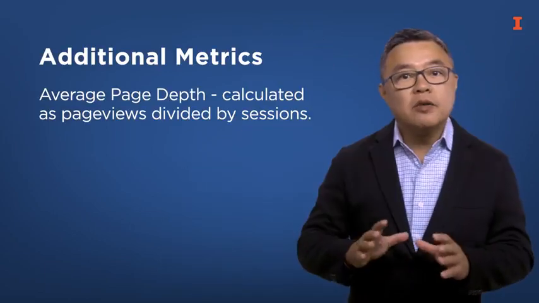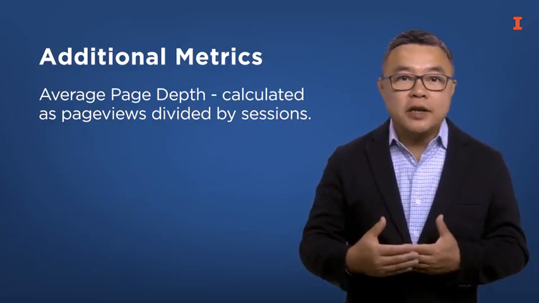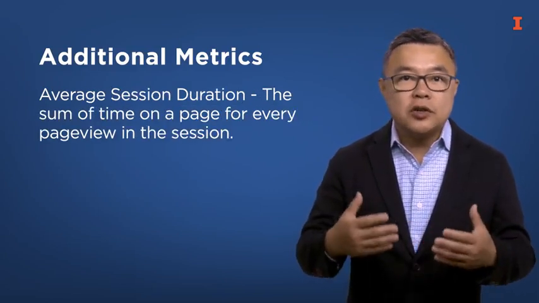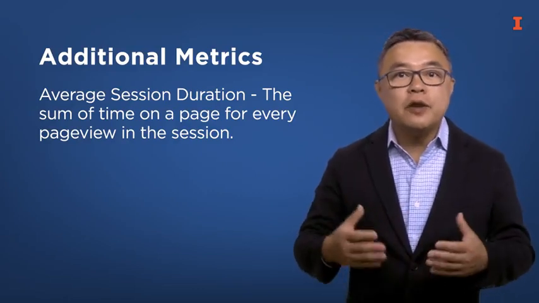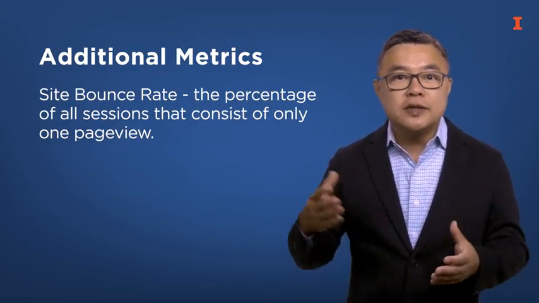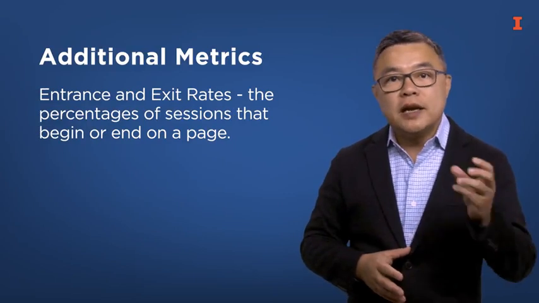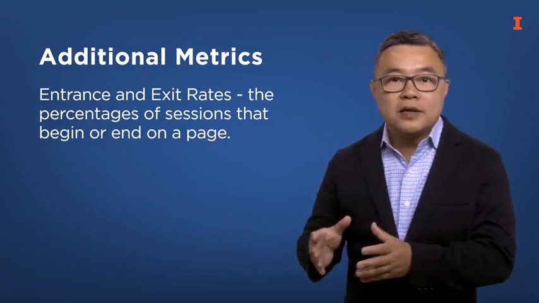In addition to these basic metrics, there are several important calculated metrics. Some of the most common ones are average page depth, which is calculated as page views divided by sessions; average session duration, which is the sum of time spent on the page for every page view in the session; site bounce rate, the percentage of all sessions that consist of only one page view; and entrance and exit rates, which are the percentage of sessions that begin or end on the page.